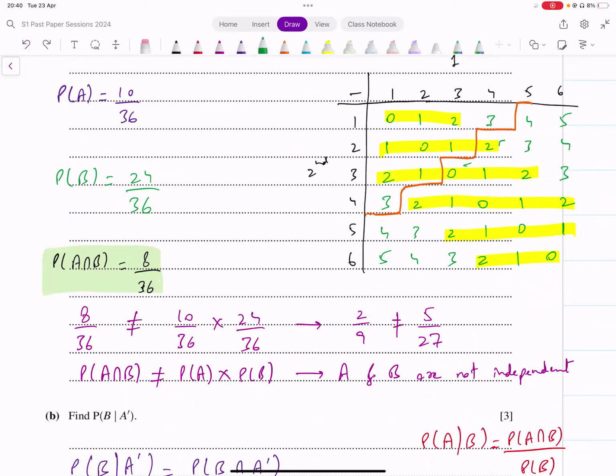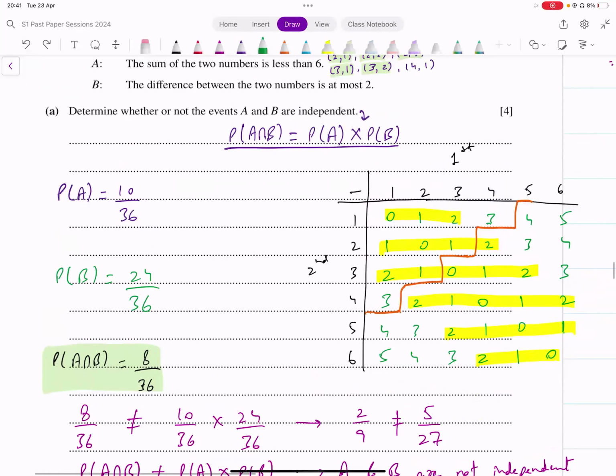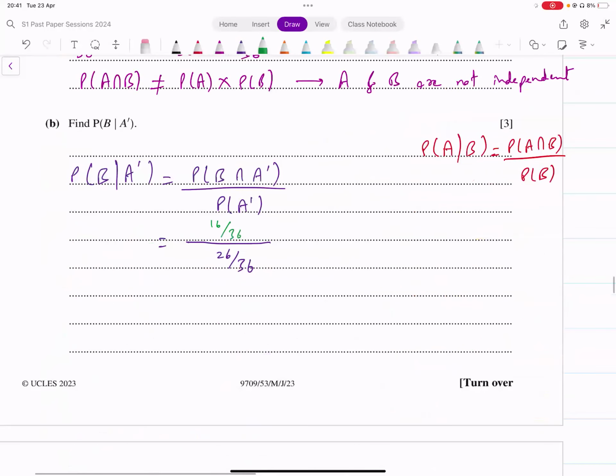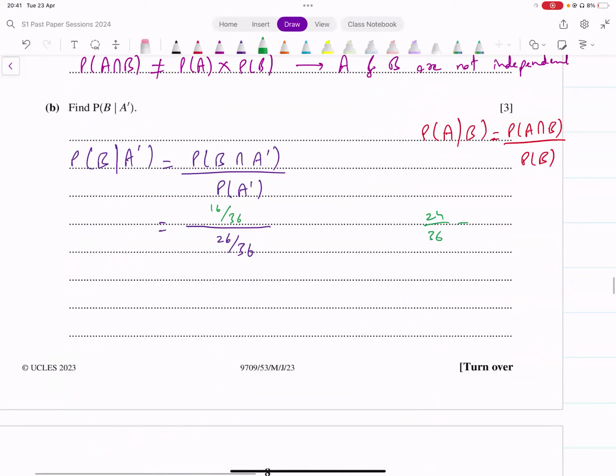There are 24 cases in total for event B. Out of them, this is the intersection. You just subtract that from that. So basically, from 24, you subtract the intersection. That's 8 out of 36, and that gives you 16 out of 36. That's what you have in the numerator. All right. And that will give you the result. You can see what that turns out to be. 16 over 26. And that should give you 8 out of 13. That's the result.